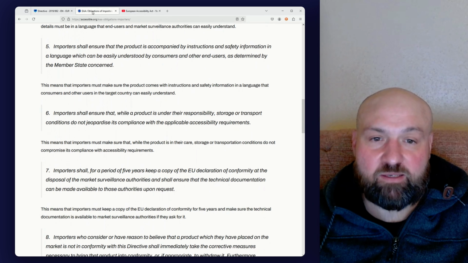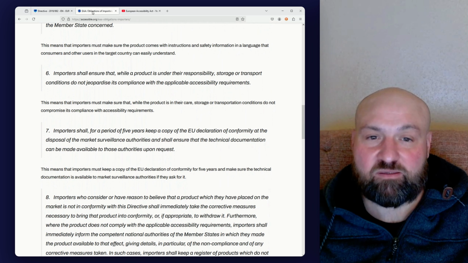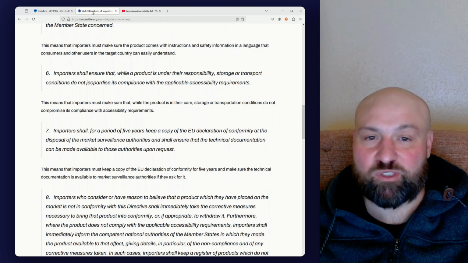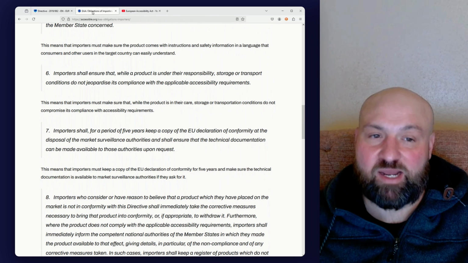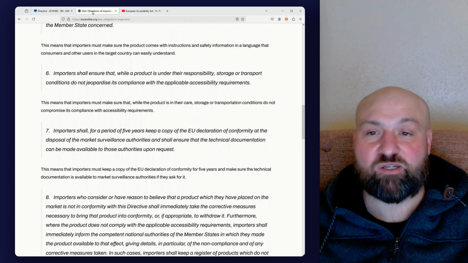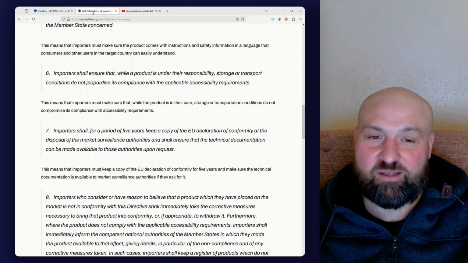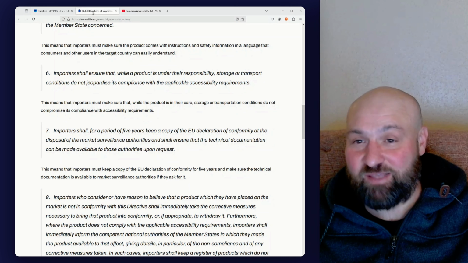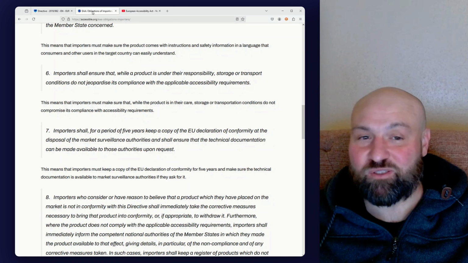Okay, and obligation 6. Importers shall ensure that while a product is under their responsibility, storage or transport conditions do not jeopardize its compliance with the applicable accessibility requirements. So here, just making sure that you're not, let's just take the example of a shipping parcel service, and they have these boxes that they are delivering to the consumer, and they throw the boxes around and they damage the product in transit.